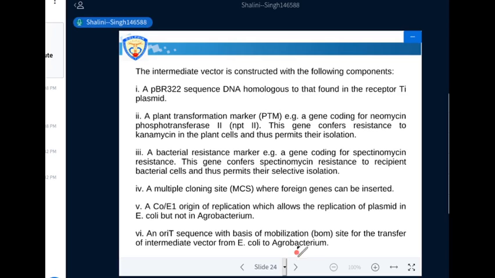The intermediate vector is constructed with the following components. First, a pBR322 sequence, DNA homologous to that found in the receptor TI plasmid, a plant transformation marker, shown by the letters PTM, and a gene coding for neomycin phosphotransferase 2, NPT2.